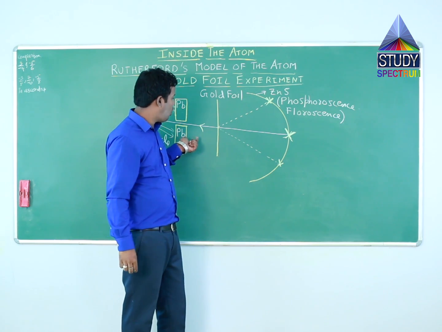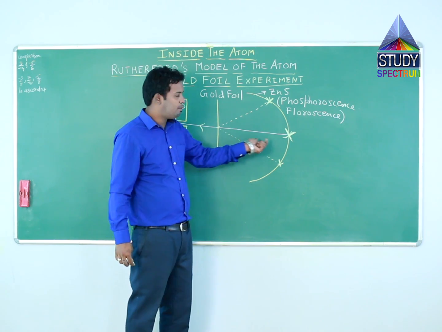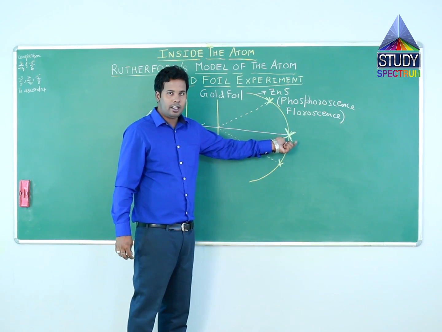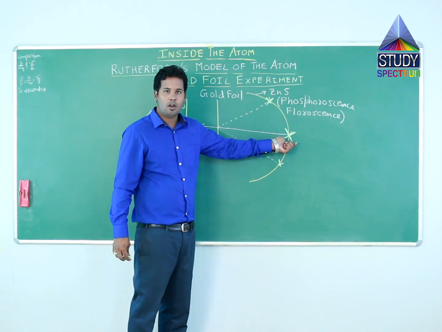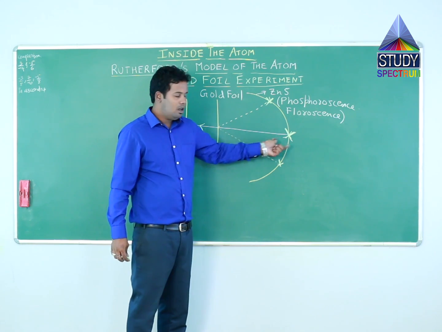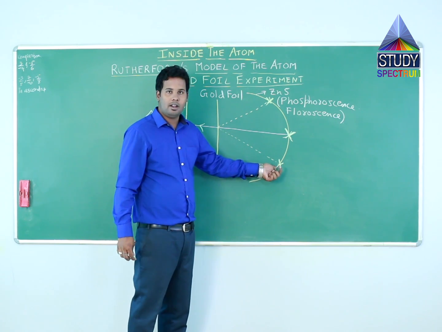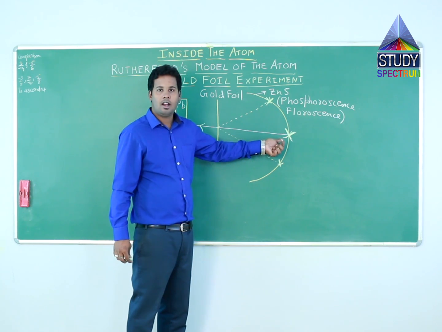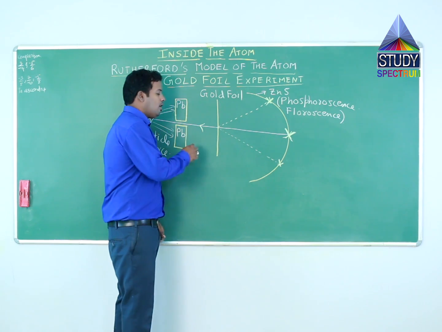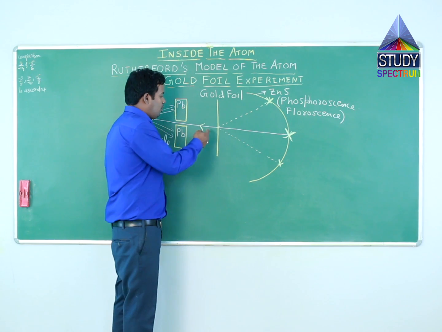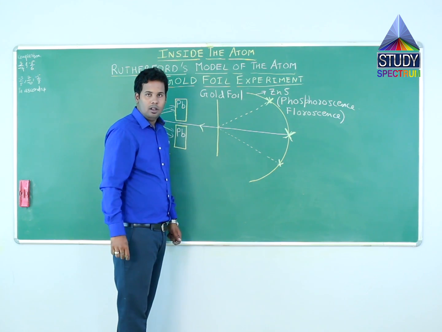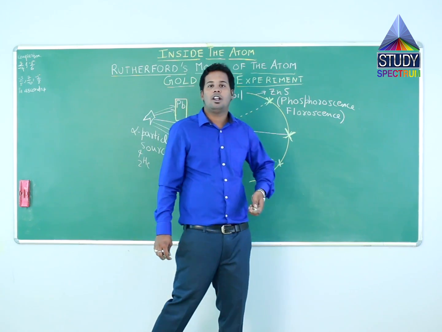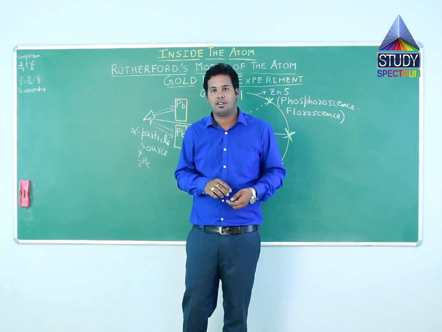What were his observations? Most of the alpha particles passed in a straight line and hit the screen at the center. That is why most of the scintillations or flashes were seen at the center of the screen. Very few were deviated through small angles above or below, and scintillations were shown above or below this center line also. And an extremely low number bounced back from this gold foil. So these were the observations which he made from the experiment. Now we'll talk about what results he drew from these observations.